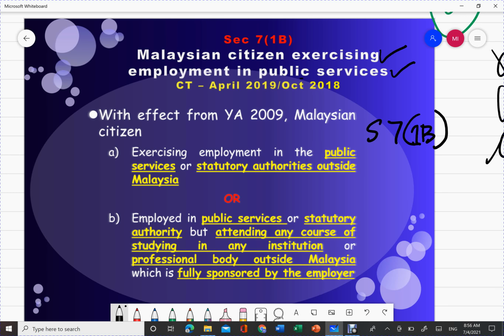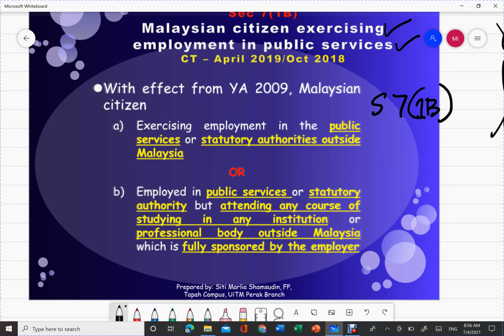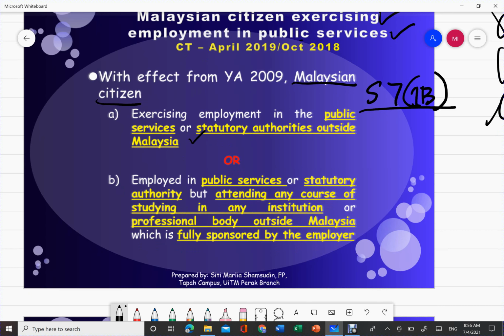So there's a law specially dedicated for those who work with the government, under section 7(1)(b). It says that starting from YA 2009, the person must be a Malaysian citizen, exercising employment in the public services or statutory authorities outside Malaysia, or employed in public services or statutory authority but attending any course of study in any institution or professional body outside Malaysia which is fully sponsored by the employer.